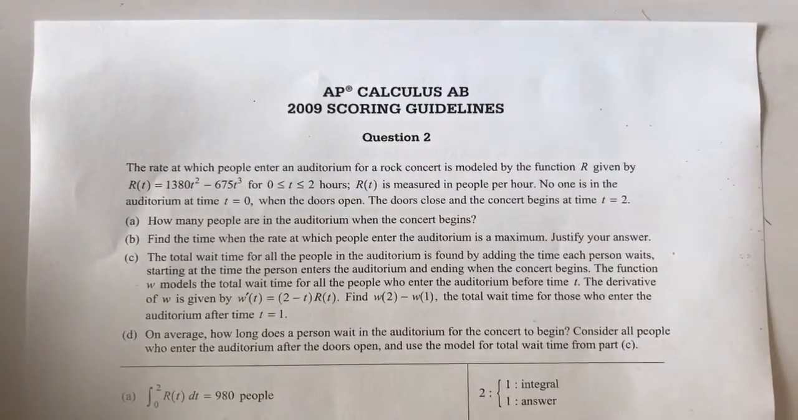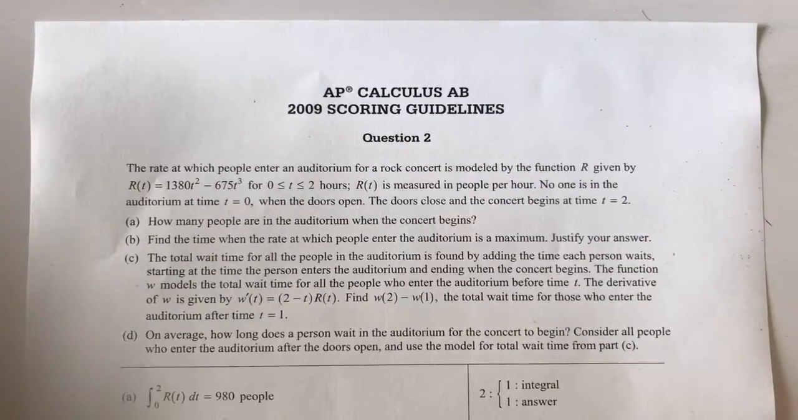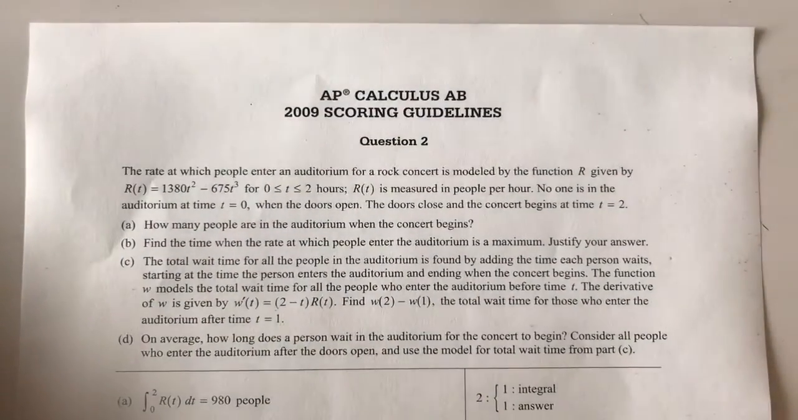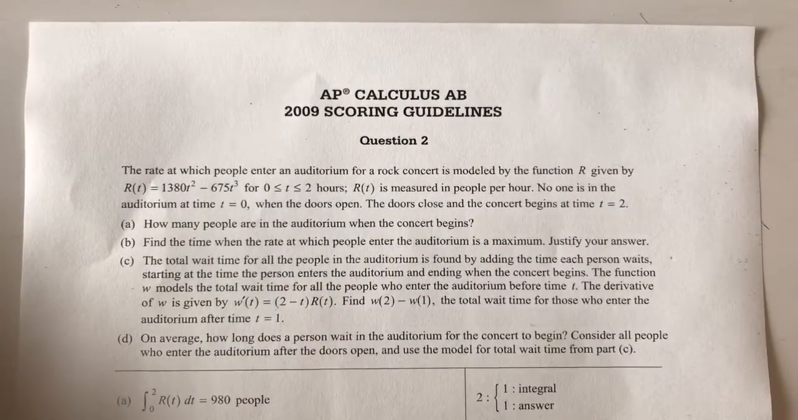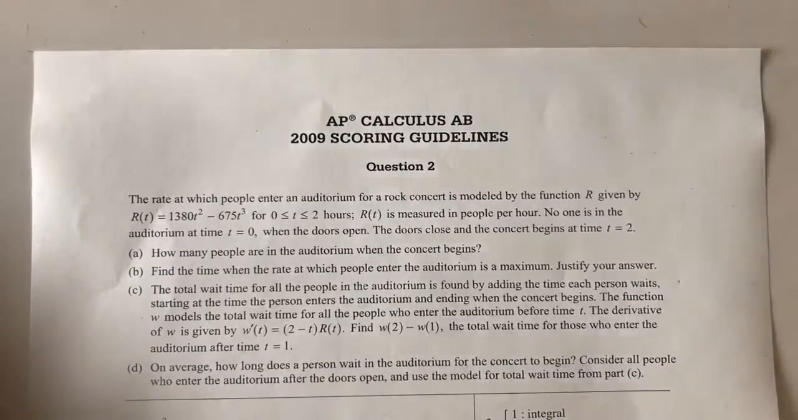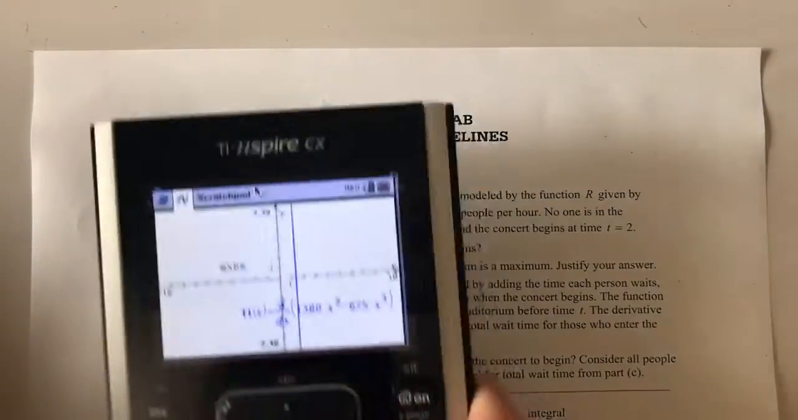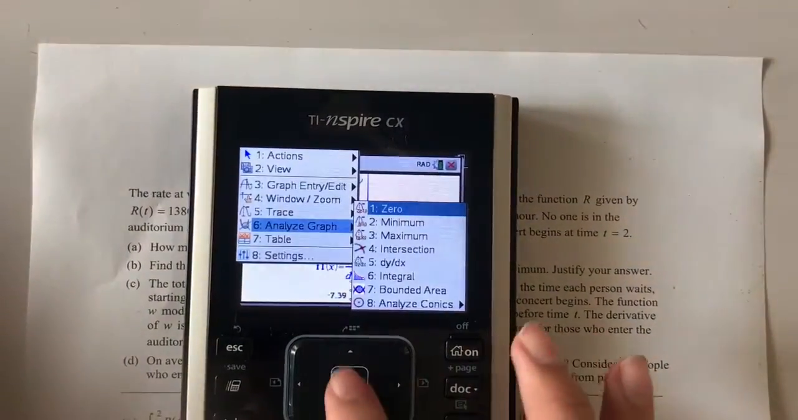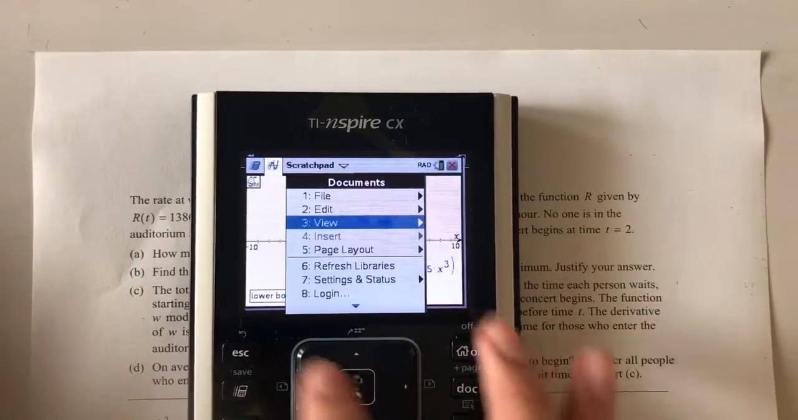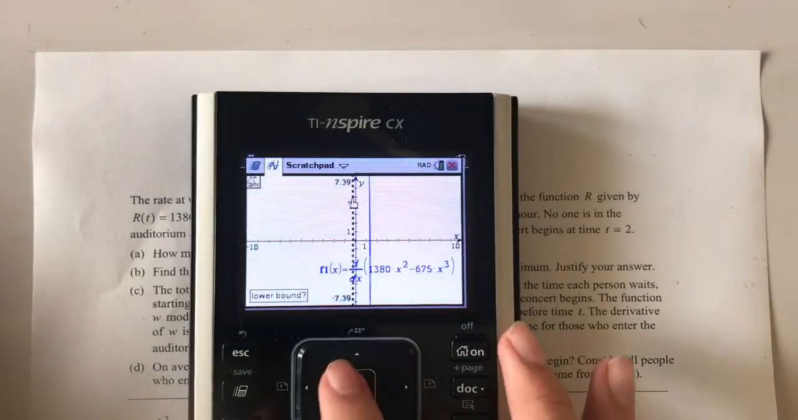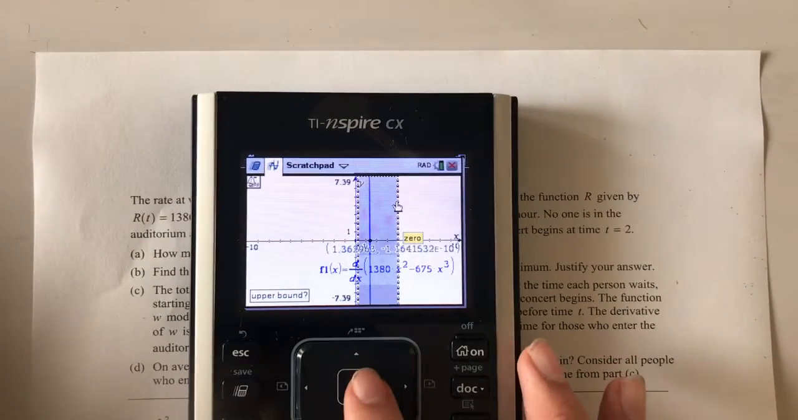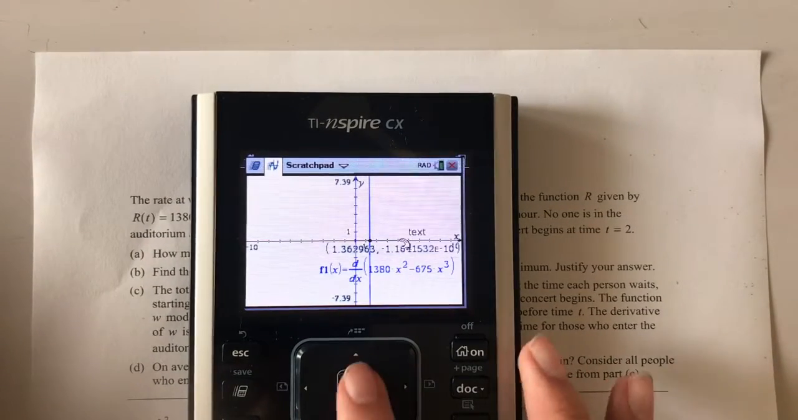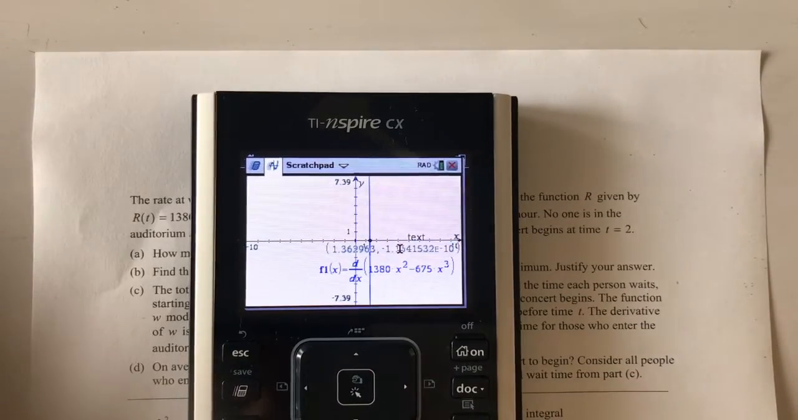And now we can move on to part B, where it's asking for when the rate at which people enter the auditorium is at a maximum. And what we want to do is find out where the derivative of r of t is equal to 0. And what that means is that the slope is equal to 0, and that there could be a possible minimum or maximum at that point. Now we can move over to our calculator, where I've already graphed the derivative of r of t. We're going to analyze the graph and see where it's equal to 0. Putting in our upper and lower bounds, we can see that there's a critical point at 1.3629.